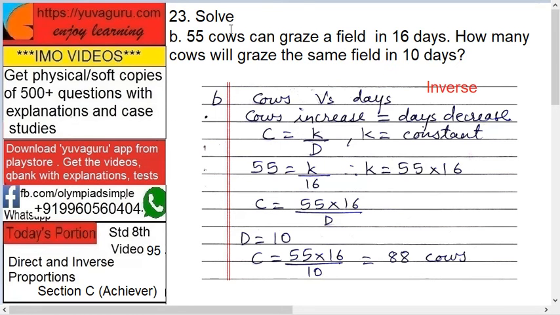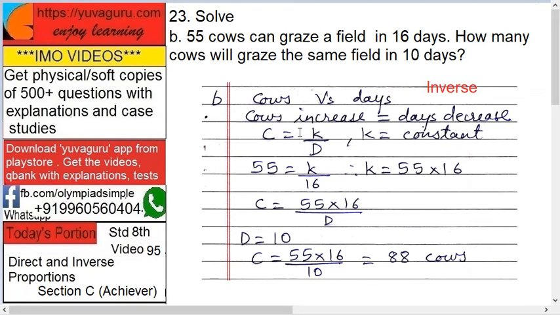Next, 55 cows can graze a field in 16 days. How many cows will graze the same field in 10 days? It means 55 cows eat up the grass in 16 days. Now if the grass has to be eaten up in 10 days, how many cows would be required? If days are decreased, would cows increase or decrease? It would increase. So one decreases, the other increases. So this is inverse proportion. Remember, cows increase, days decrease.